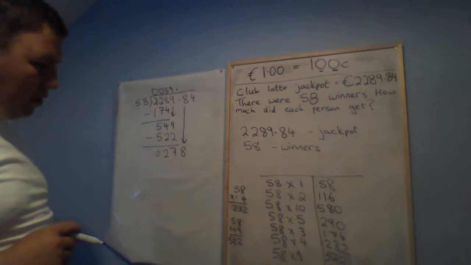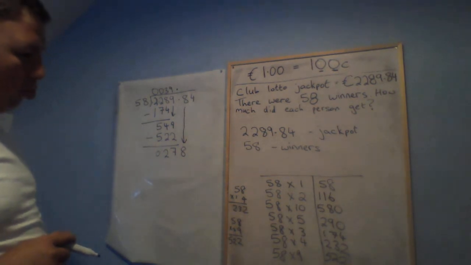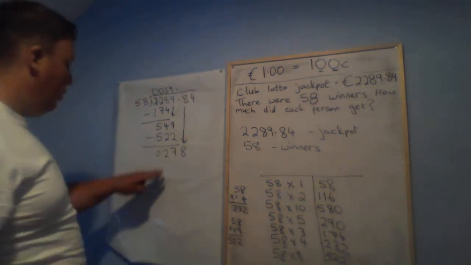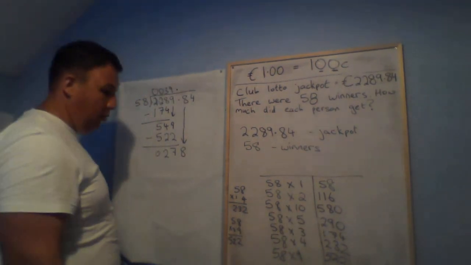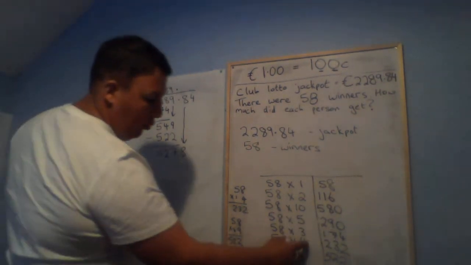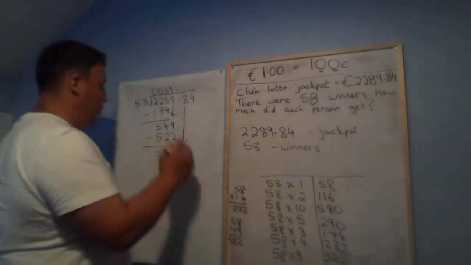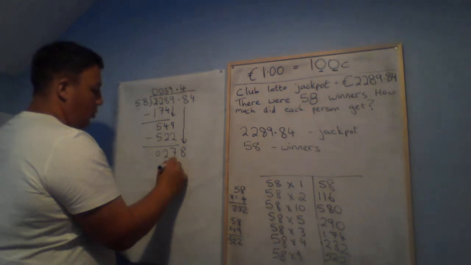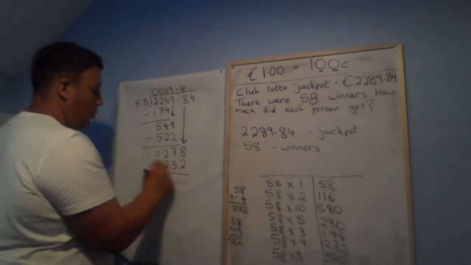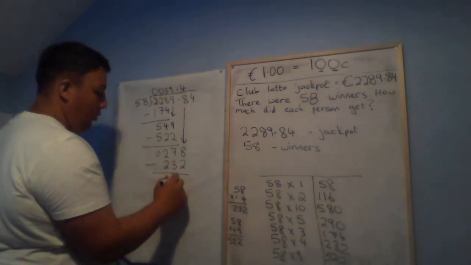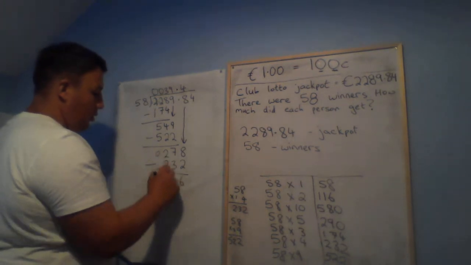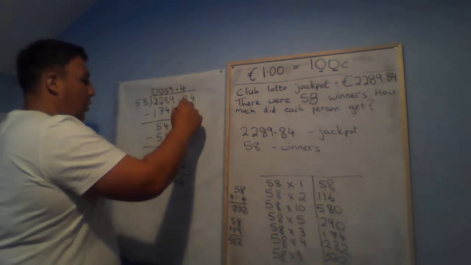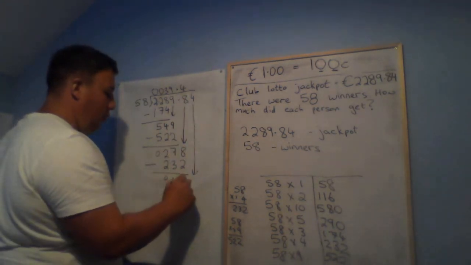58 into 278. Well, 58 times 5 is 290, so I would say times 4. 58 times 4 is 232. Okay, so it's 4, 2, 3, 2. Take it away: 8 take away 2 is 6, 0. Okay, bring down our last number then, the 4.